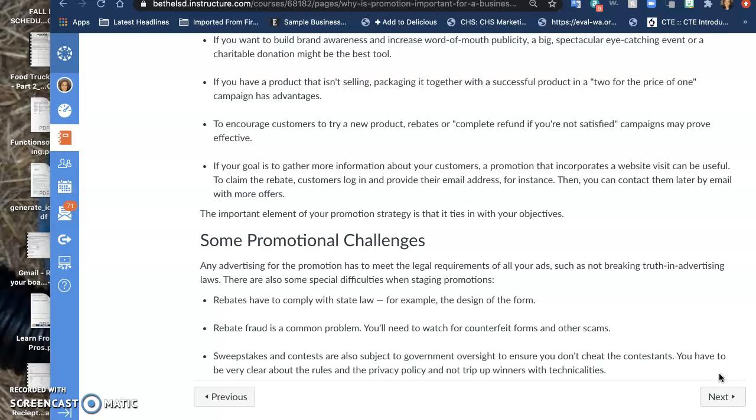Some promotional challenges. Any advertising or promotion has to meet legal requirements for your ads, such as not breaking truth in advertising laws. There are some special difficulties when staging promotions. Rebates have to comply with state law, for example, the design of the form. Rebate fraud is a common problem. You need to watch for counterfeit forms and other scams. Sweepstakes and contests are often subject to government oversight to ensure you don't cheat the contestants. You have to be very clear about the rules and the privacy policy and not trip up winners with technicalities.